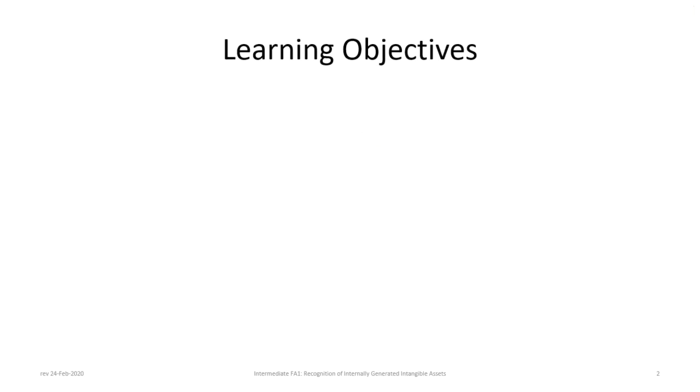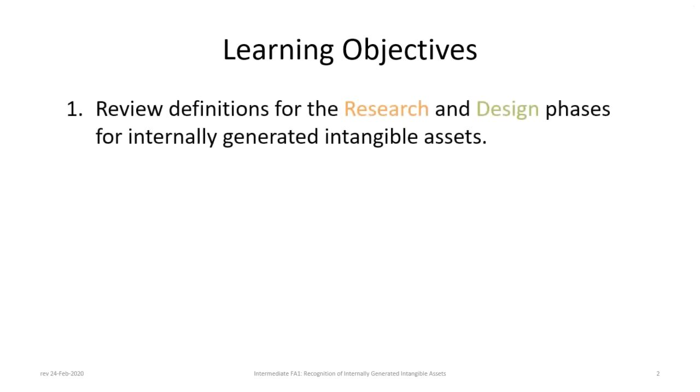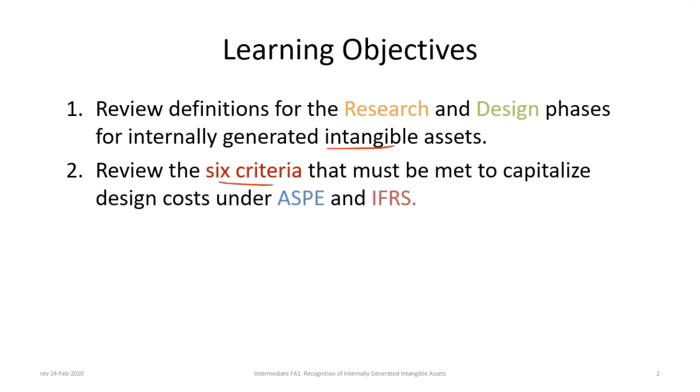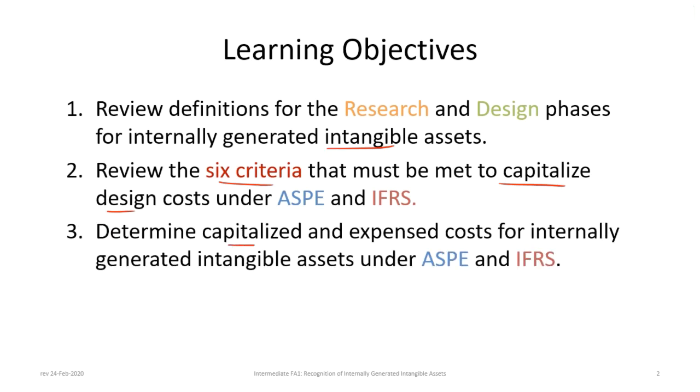There are three learning objectives for this tutorial. First, to review the definitions for the research and design phases for internally generated intangible assets. Second, to review the six criteria that must be met to capitalize design phase costs under ASPE and IFRS. And third, to determine the capitalized and expensed costs for internally generated intangible assets under both ASPE and IFRS.